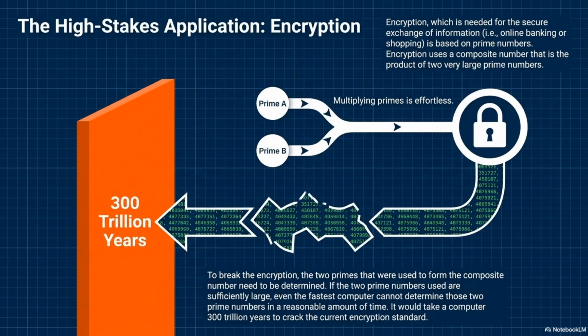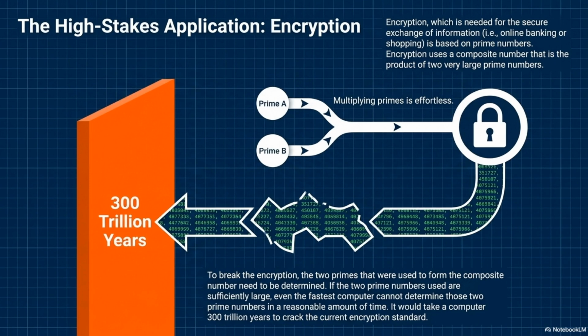Doing the multiplication takes no effort at all. Just a millisecond. Right. But if a hacker intercepts that 400-digit composite number, they have to figure out which two specific primes created it. They basically have to unmix the paint. Because those original primes are the literal keys to decrypt the data.